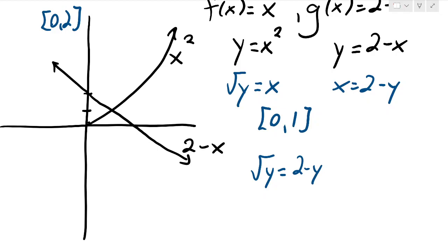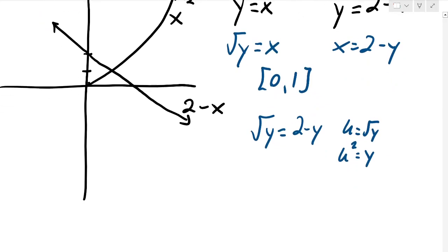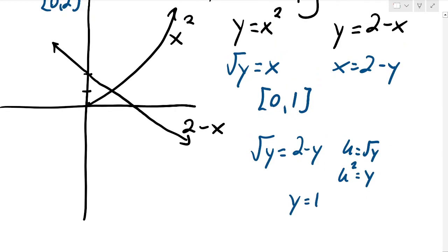You can do this with a substitution, like you could let u equal the square root of y, so u squared is equal to y. I feel like we already did this on one of the problems, I think on this problem. But ultimately you'll end up with y equals 1, right?